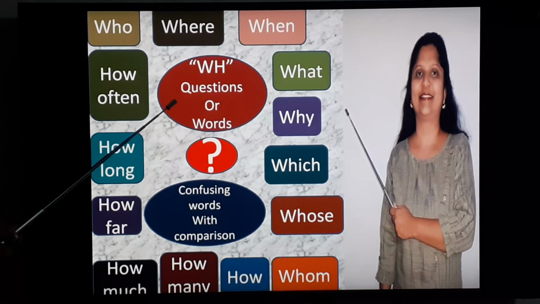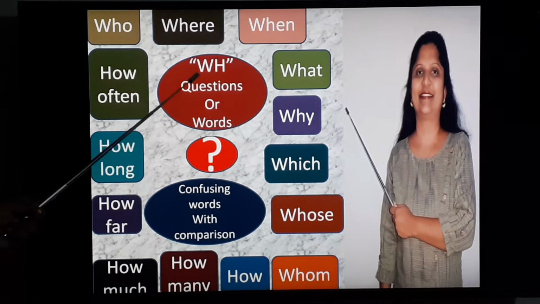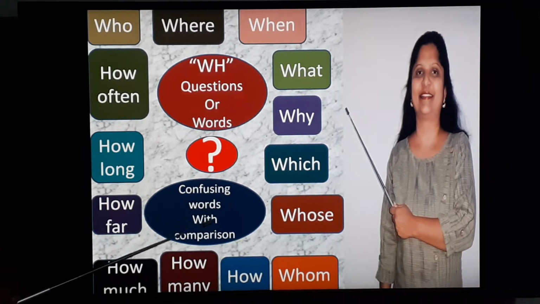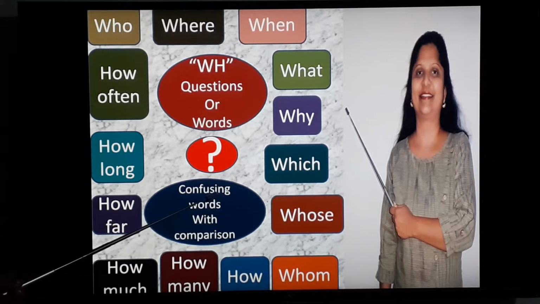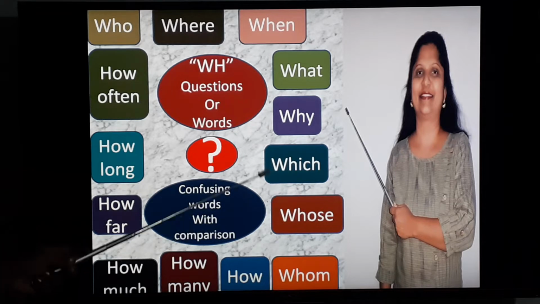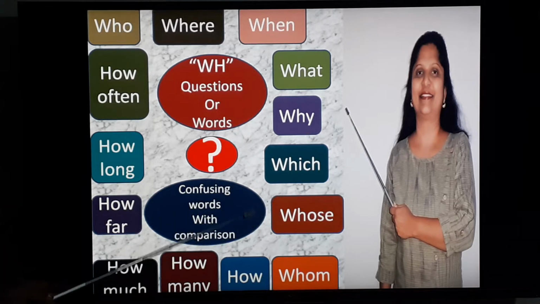In this session, we will learn WH questions or words and confusing words with comparison with the help of a variety of sentences as well as with the help of pictures. And all these things: when to put, where to put, and what you will get in reply. Everything we are going to see in detail.